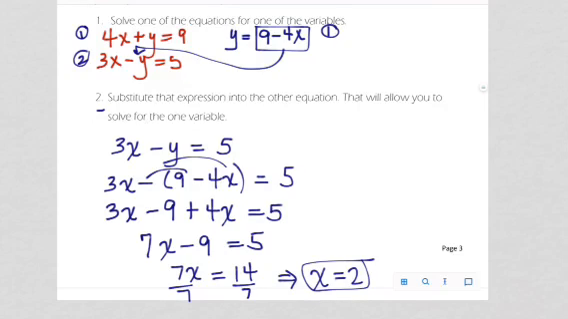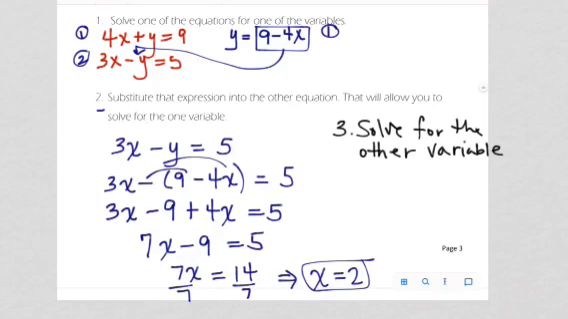There is a third step. You have to solve for the other variable using any equation you prefer. Since the solution should work in the original equation 1 or the original equation 2 or the solved for y equation, you can use equation 1, equation 2, or the alternative of equation 1. It doesn't really matter which one you choose.